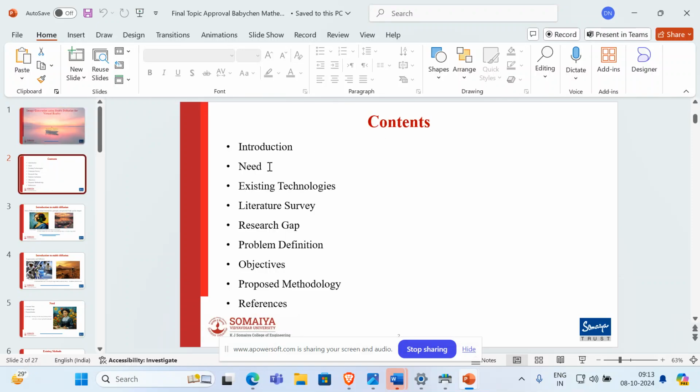Coming to the table of contents, introduction is okay. We don't generally need a "need" section, but we mention existing technology, literature survey, and research gaps. Generally, there are multiple of them. Then problem definition, objectives, proposed methodology, and a Gantt chart about the timeline, and then future work proposed and references.